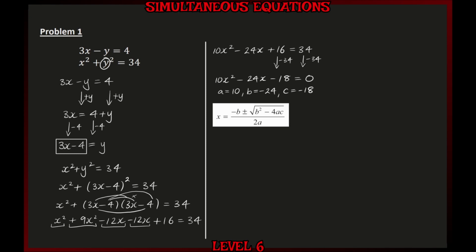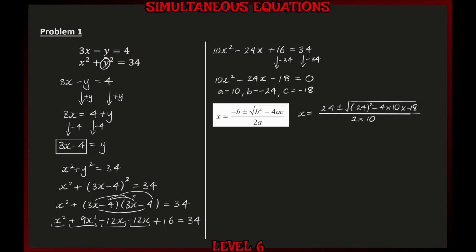So substituting these into the quadratic formula, we have x is equal to minus b. Now b is minus 24, so minus minus 24 gives us 24, plus or minus the square root of minus 24 squared, because b is minus 24, we need to make sure that we put that in brackets, minus 4 times a, which is 10, times c, which is minus 18, and that's all being divided by 2a, which is 2 times 10.